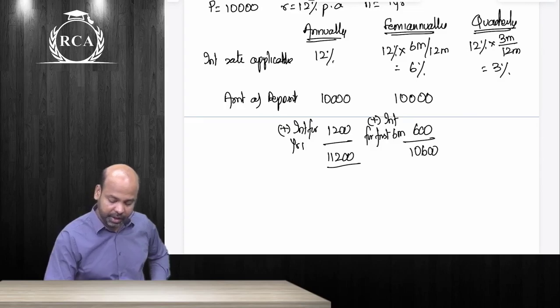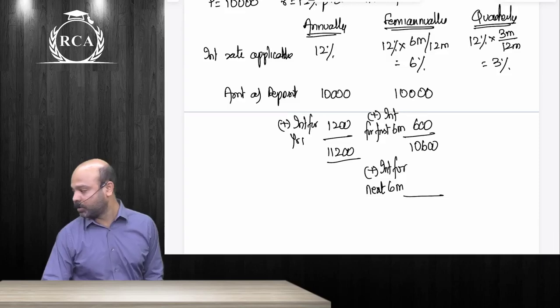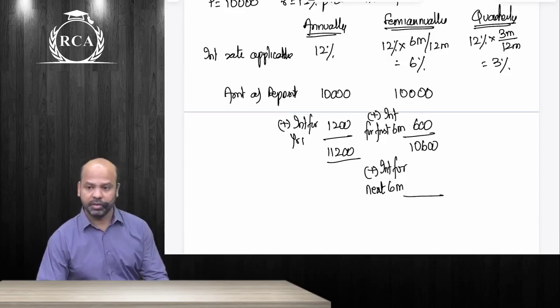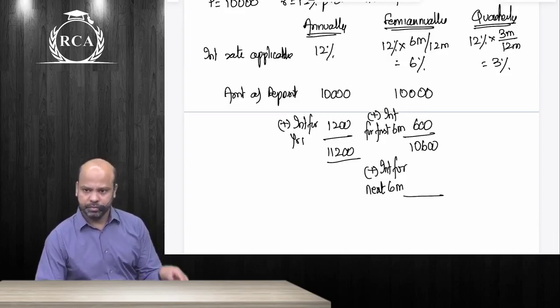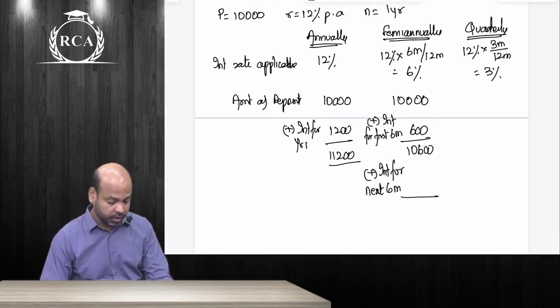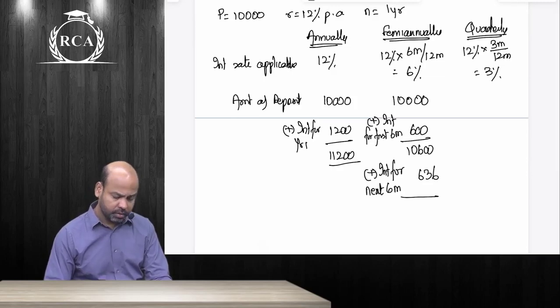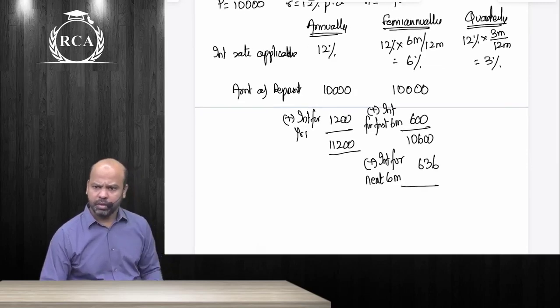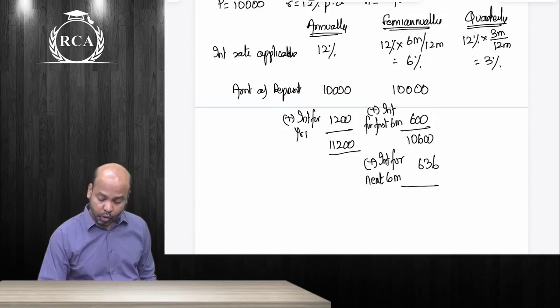After that, beta, interest will be added for the next 6 months. How much will that be? 10,600 into 6%, that is 636. So the total amount, beta, will become 11,236.